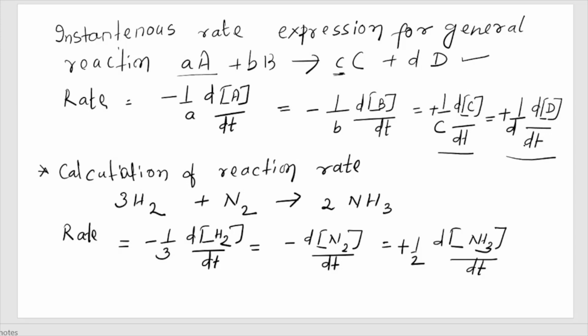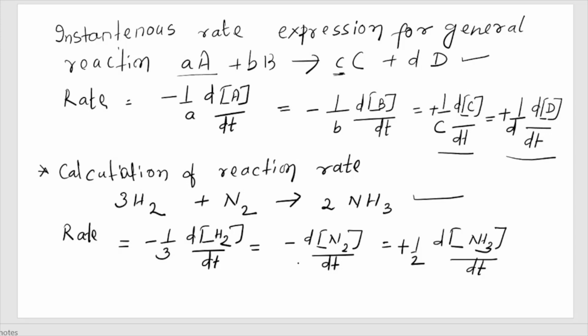From that you see for a particular reaction, 3H2 plus N2 arrow 2NH3. What is the meaning? This is a balanced equation. In this balanced equation, how to write the rate? See, 3 is there, so minus 1 by 3, d[H2] by dt. For N2, nothing is there, that means it is 1. So minus d[N2] by dt.